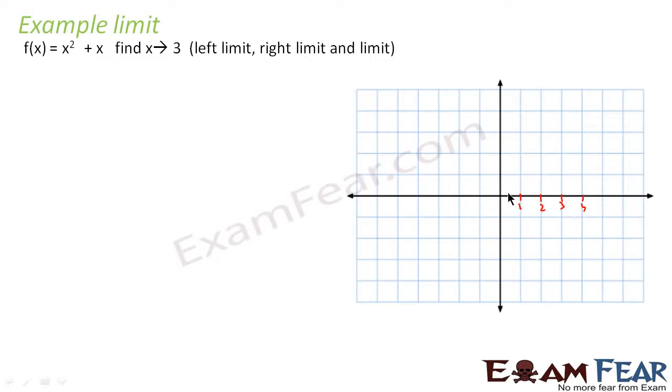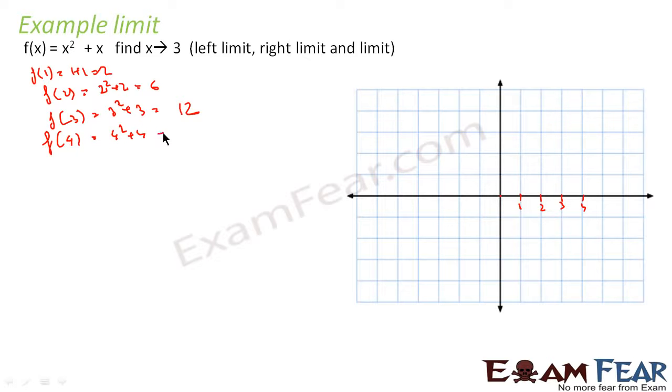So x is equal to 0, you get 0. X is equal to 1, you get 1 plus 1, 2. F of 1 is equal to 1 plus 1 is equal to 2. F of 2 is equal to 2 square plus 2, that is 4 plus 2, 6. F of 3 is equal to 3 square plus 3, that is 9 plus 3, 12. And f of 4 is equal to 4 square plus 4, that is 20. You see these values are increasing exponentially.